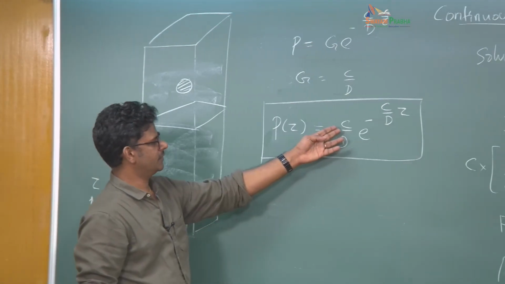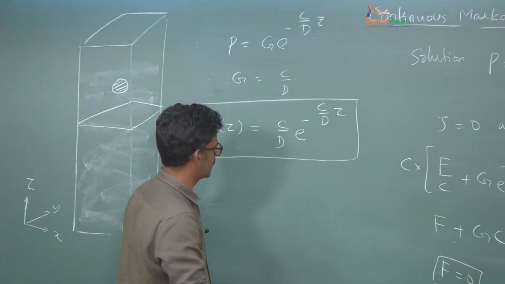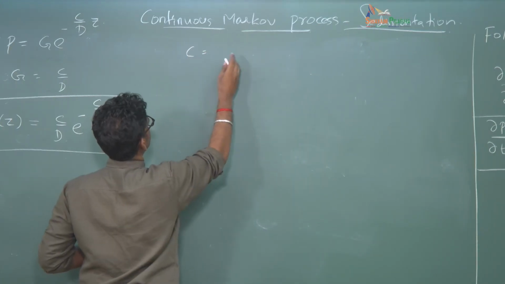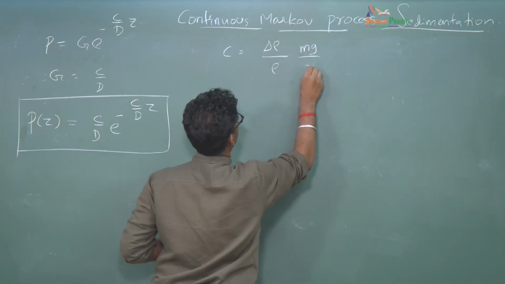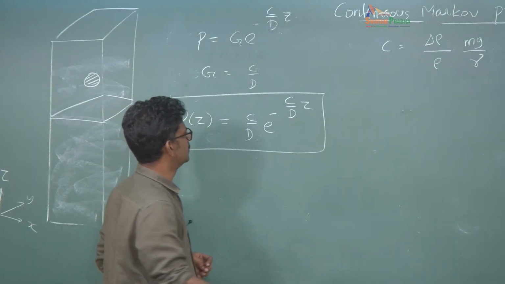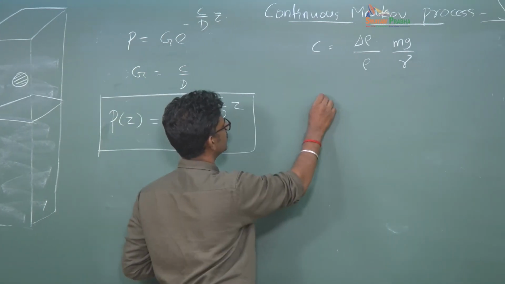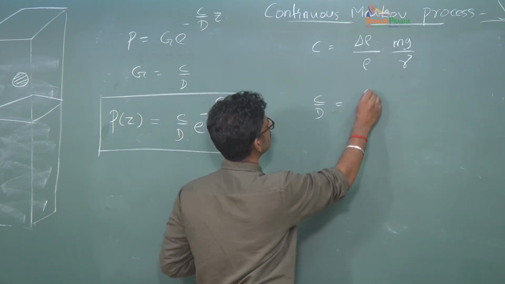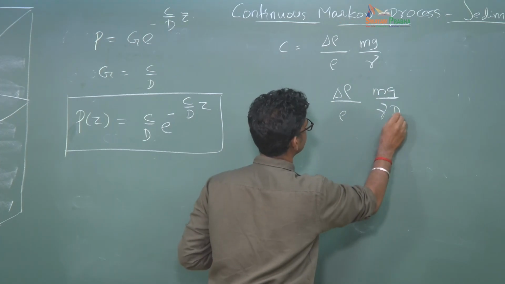Now you can also substitute for the value of C. C is a constant. This constant C was delta rho by rho times mg by gamma, and the C by D here will be delta rho by rho times mg by gamma D.